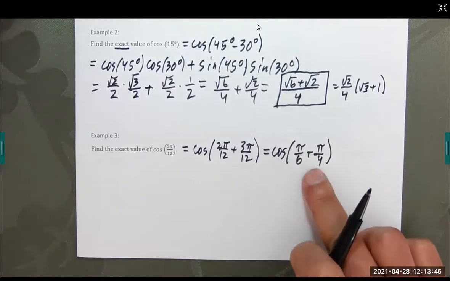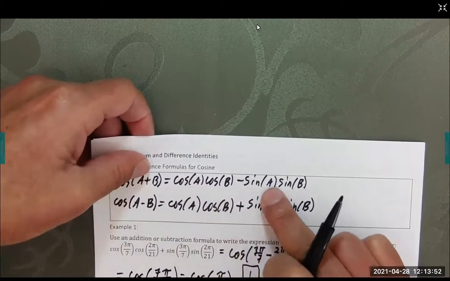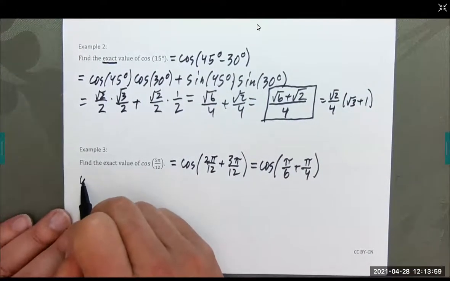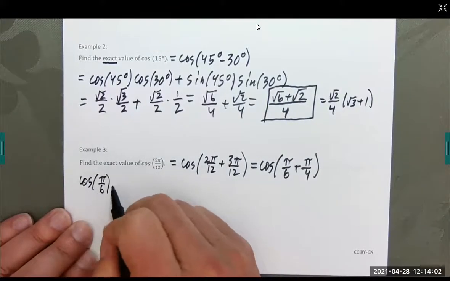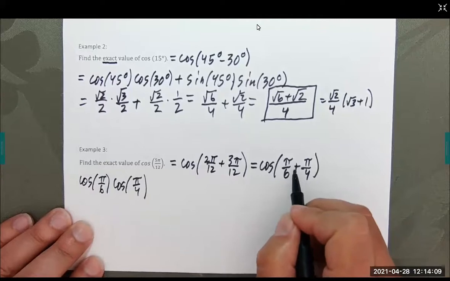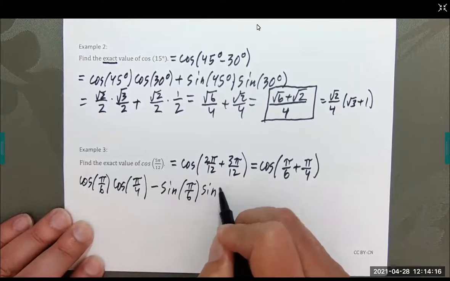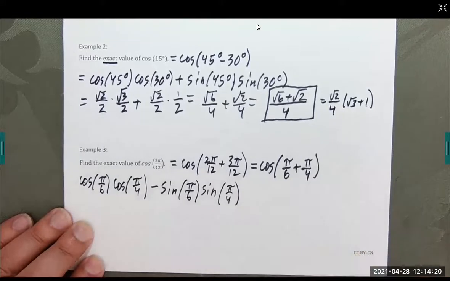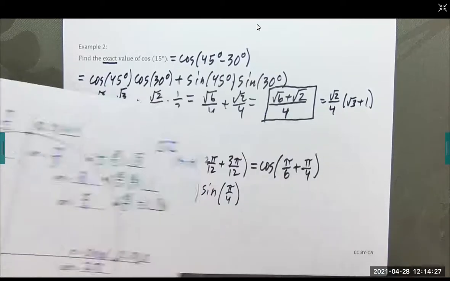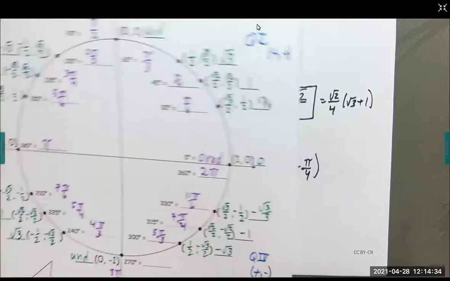So now I'm using the plus formula. So it's going to be cosine pi over 6, cosine pi over 4 minus sine of pi over 6, sine of pi over 4. And again, because we're plus now, it's now subtract. And cosine of pi over 6, here's pi over 6, cosine is x, that's root 3 over 2. Cosine of pi over 4, here's pi over 4, cosine is root 2 over 2.